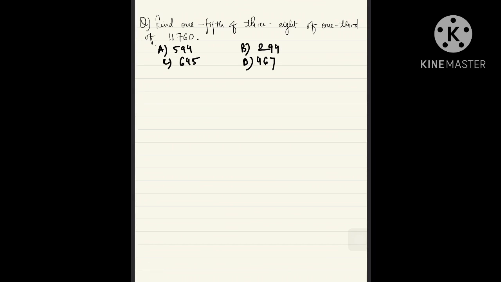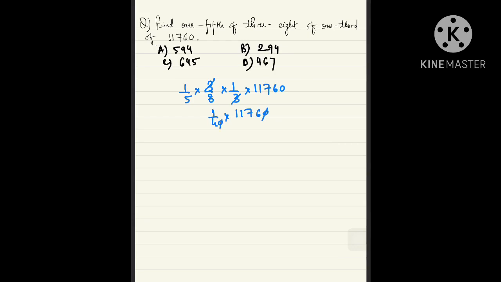Okay. Next we have, this is a previous year question from CGL or CHSL. Find 1/5 of 3/8 of 1/3 of 11760. We have to multiply it. Simple. So if we cancel it, 5 8s are 40, so 1 by 40 into 11760. So what will we get? We will get 294, right? So B will be your answer.